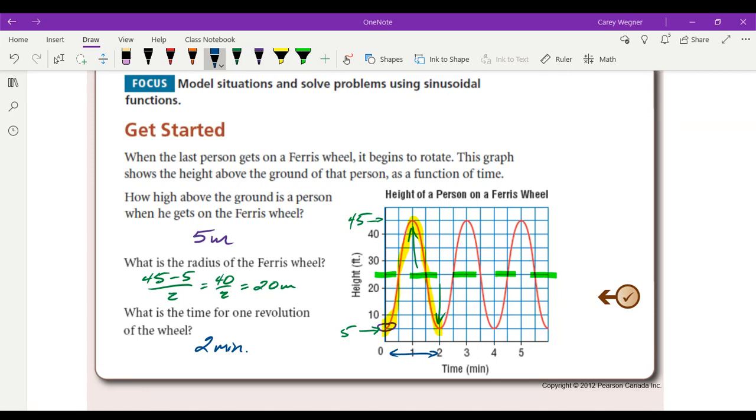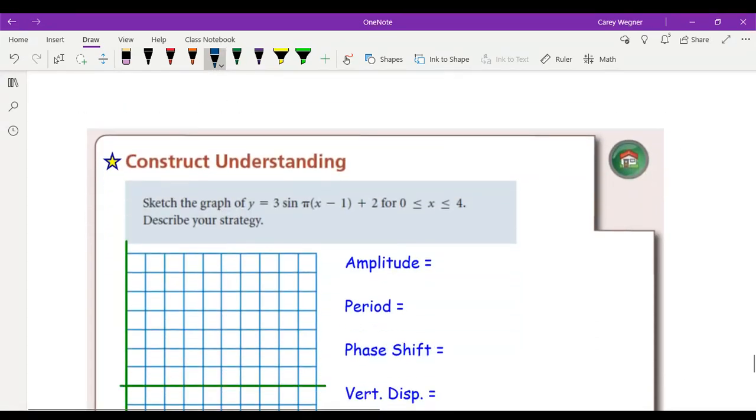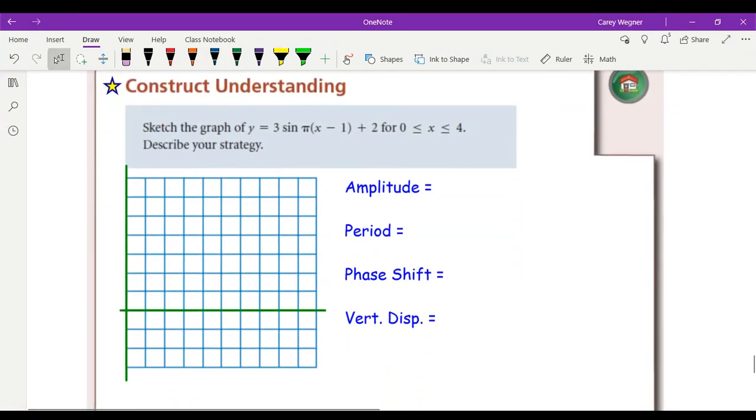Now why don't you take a look also in your workbook at the Construct Your Understanding question. Hopefully these are the values you came up with for the characteristics of this function. And we're asked to sketch the graph from 0 to 4.